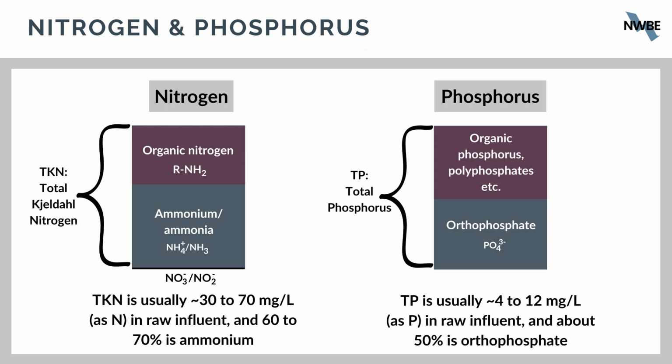Just like nitrogen, phosphorus has different species in wastewater and in water in general. In raw influent, if phosphorus is being measured, then it's most likely being quantified as total phosphorus, or TP. So that includes phosphorus bound in organic matter, but also orthophosphate, so that's versions of PO4 3-, and polyphosphates. Those are orthophosphates that are just strung together in a longer molecule. TP is usually about 4 to 12 milligrams per liter in raw influent, and that's milligrams of phosphorus per liter. And about half of that is usually the dissolved orthophosphate species.